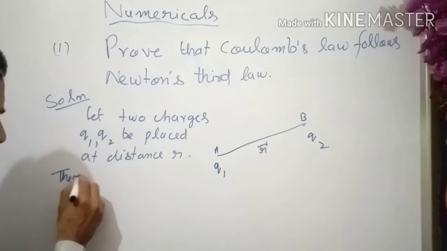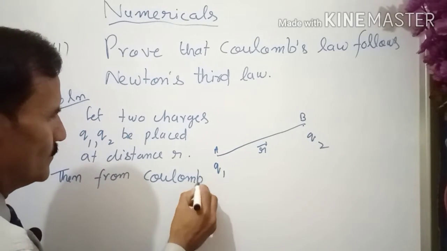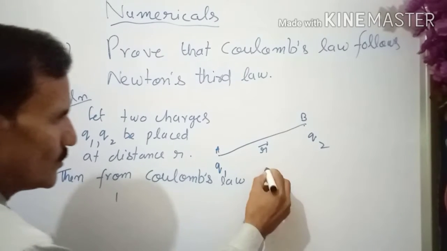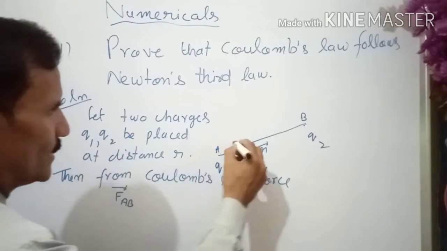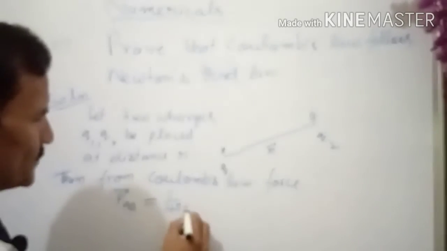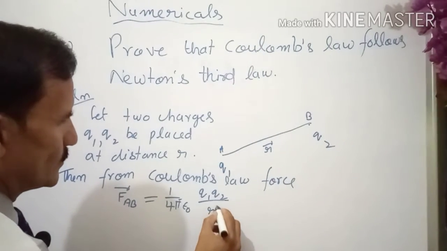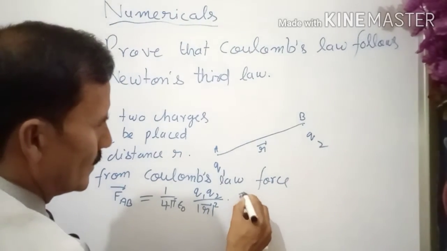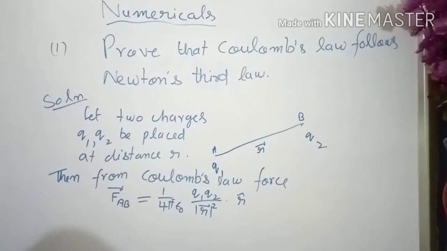Then from Coulomb's law, suppose we are taking the force FAB, with AB taken as the direction of vector r. Then it is equal to 1 upon 4 pi epsilon naught, Q1 Q2 upon r square. Here r square is a scalar quantity, times r cap, where r cap is the unit vector along AB.